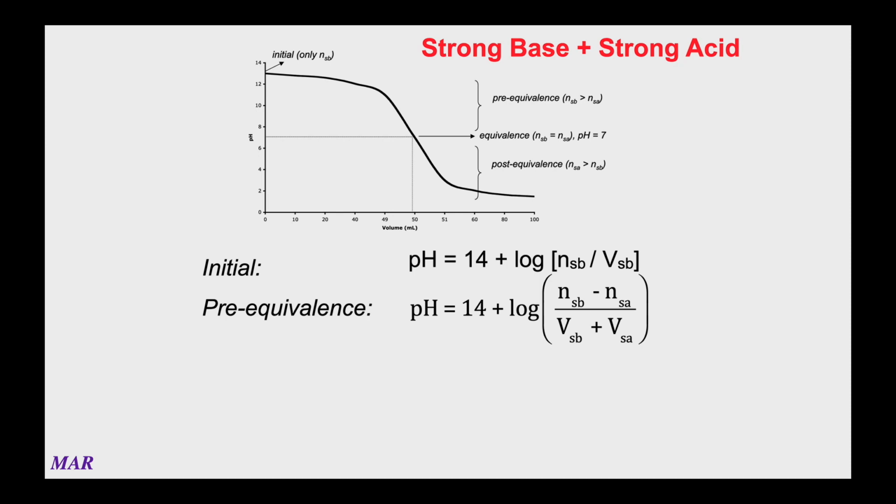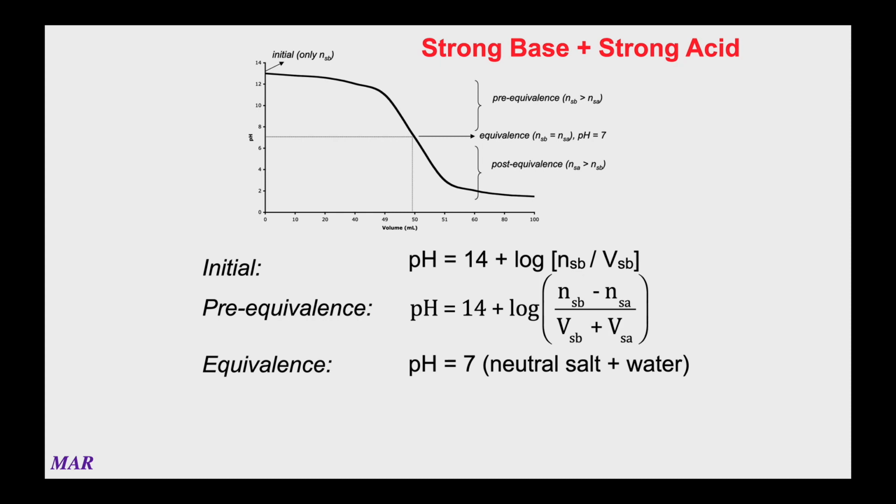In the pre-equivalence region, you still have the strong base dominate, but you do have a little less kick because the strong acid has removed some of the strong base. So NSB minus NSA will tell you the net number of moles of strong base left over, and you divide by the total volume. At equivalence, the two are equal to each other, so the only pH affecting species is water, so the pH should be a value of about 7.